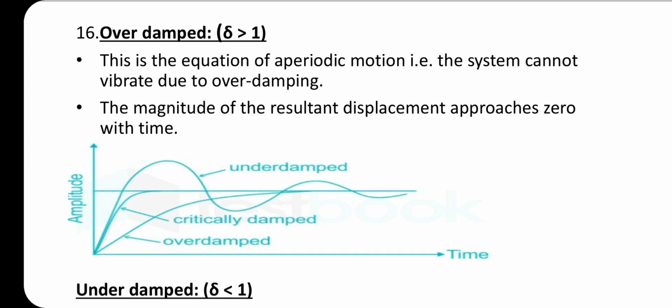Overdamped, that is eta greater than 1, that is damping ratio greater than 1. This is the equation of aperiodic motion, that is the system cannot vibrate due to overdamping. The magnitude of the resultant displacement approaches 0 with time. The overdamped case, critically damped case and underdamped case are shown in the figure.